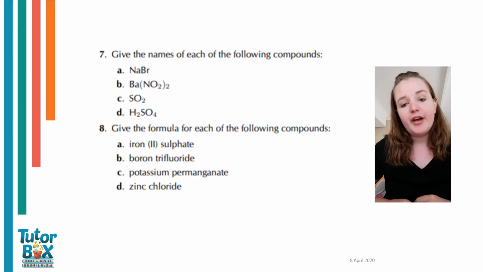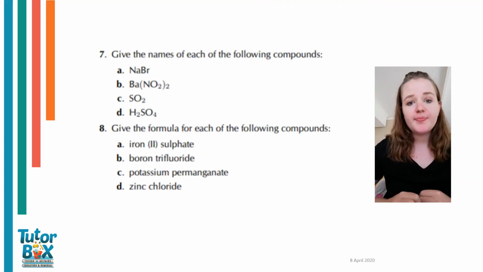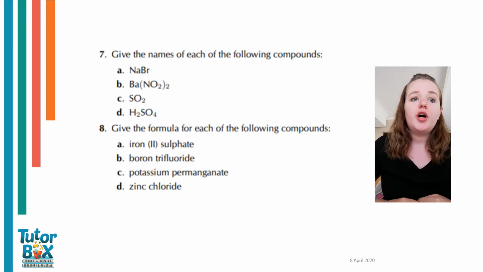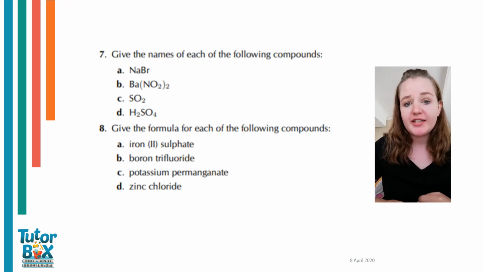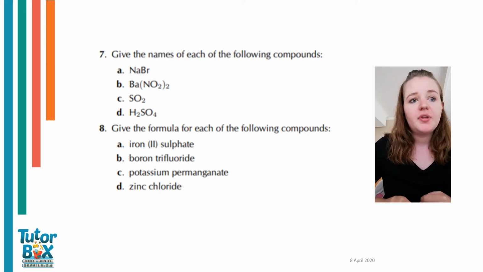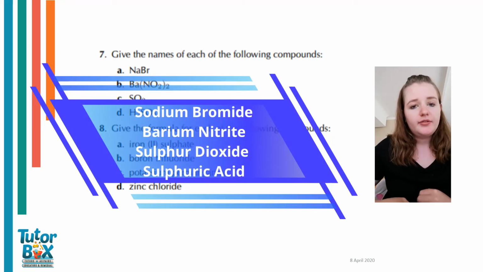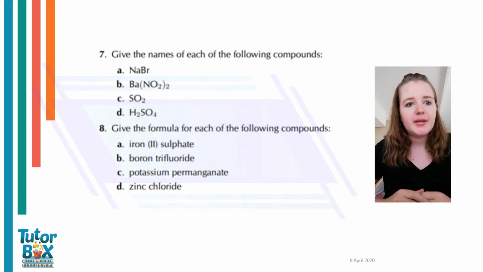Okay, and then the next section, hopefully you had a chance to complete this as well, so they want the names. So we've got sodium, we've got bromine, so it is sodium bromide. Then we've got barium, and we've got NO2 is nitrite. Okay, NO3 is nitrate, so it's barium nitrite. Then the second one would be sulfur dioxide. And the next one would be sulfuric acid. So that is one that you will have to know. You could have said, I suppose, dihydrogen sulfate, but sulfuric acid is the correct answer.